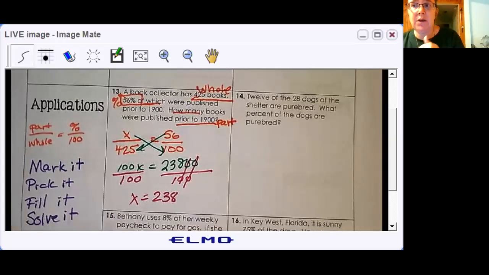So every time we go through a word problem, this is what we start with. We mark it. What are my keys? We pick it. We figure out what formula, what thing we're using to solve this. We fill it in with our key information, and then we use the math to solve it. So let's do our next one.